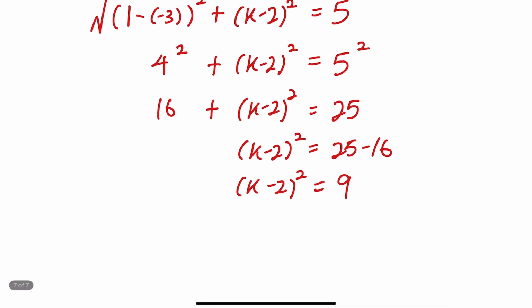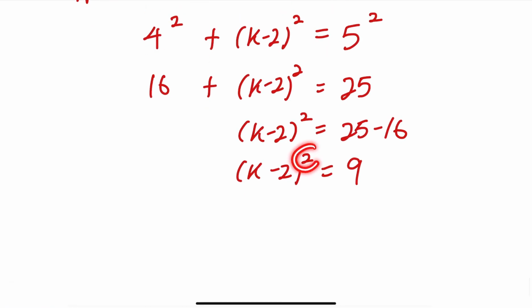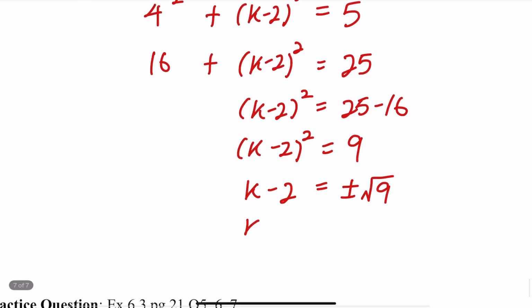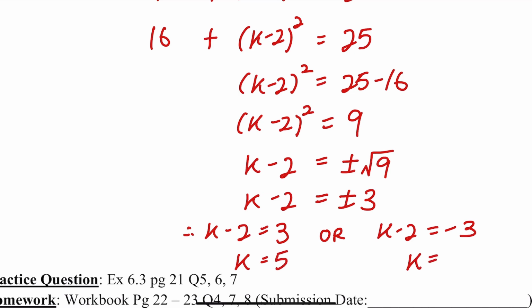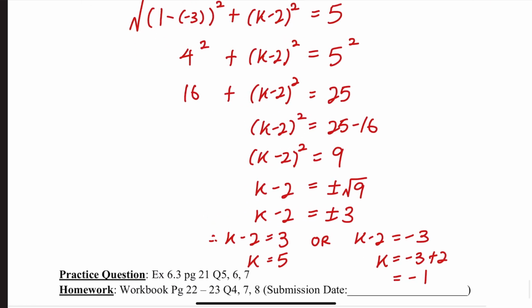So from here, I want to find k. To get rid of the square, I will square root both sides. k minus 2 is equal to plus minus root 9, which would mean that k minus 2 is equal to plus minus 3. Therefore, k minus 2 is equal to positive 3, or k minus 2 is equal to negative 3. Therefore, k is equal to 3 plus 2, which is 5, or k is equal to negative 3 plus 2, which is equal to negative 1. And with that, we have found the 2 possible values for k.